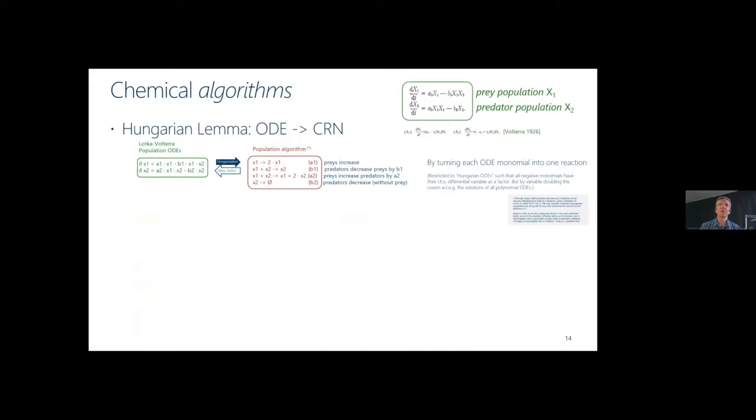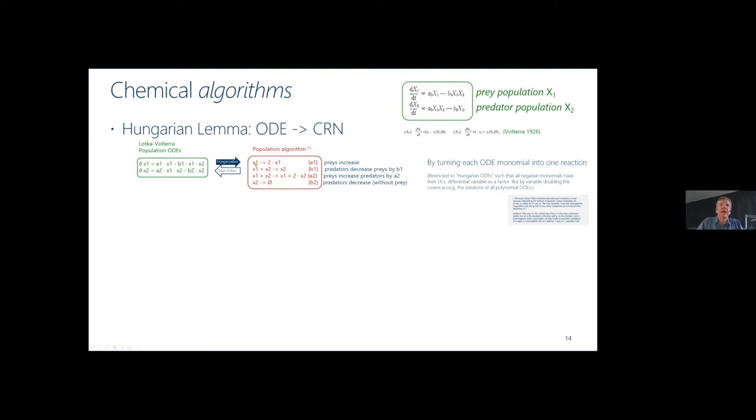Now, you can think of the chemical reactions behind this oscillator as a program, in a sense I will now explain. We have the Lotka-Volterra ODEs, these are equations, but you can extract chemical reactions in a systematic way called Hungarization. It's an algorithm. Basically, you cut each monomial of the ODEs, and each monomial becomes one reaction. So you have four monomials, four reactions. And these reactions you can read fairly easily.